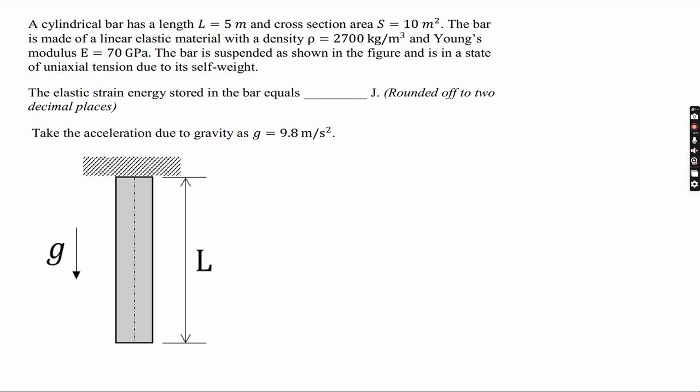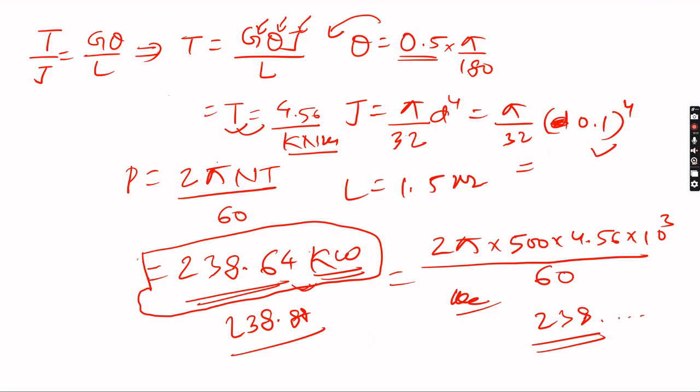Shall we start? The answer was coming something like 238.88, right? Or 230.238 or 64 something. You can cross check that answer. Don't bother about the answer.